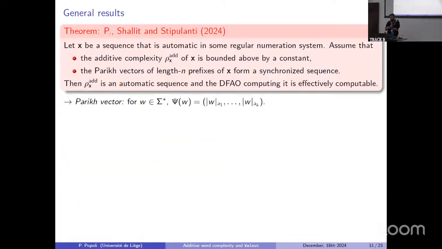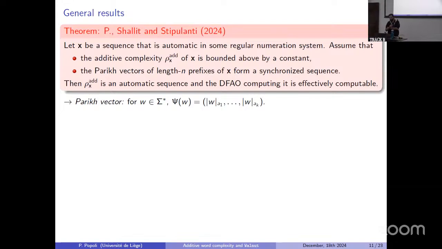So our first result is that we suppose that we have an automatic sequence in an abstract numeration system, and we suppose that the additive complexity is bounded. This is not very restrictive because we will have an automatic sequence for the additive complexity. But we also suppose that the Parikh vectors of length n prefixes are synchronized. So this is the most restrictive hypothesis.